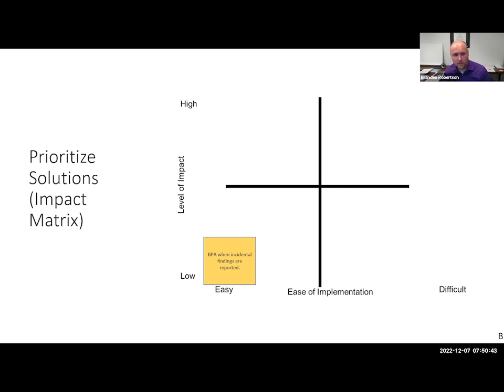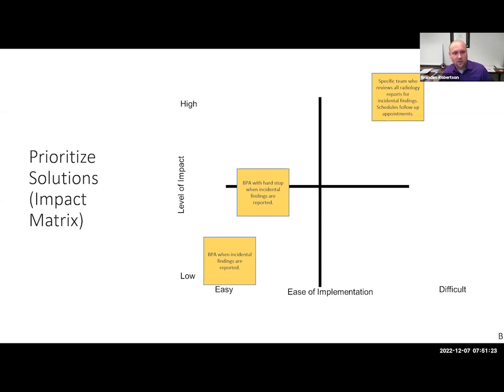I don't need to work on because it's really difficult to implement and it has this low level of impact. And so in this case here, we got a couple of examples, and we'll show you how those work. A BPA when incidental findings are reported. So it's low level when it comes to ease of implementation, but it's also low level of impact, right? A BPA can oftentimes be skipped right over, not best practice, by the way, but it happens, and we understand that because healthcare delivery, again, is complex and inefficiencies exist.